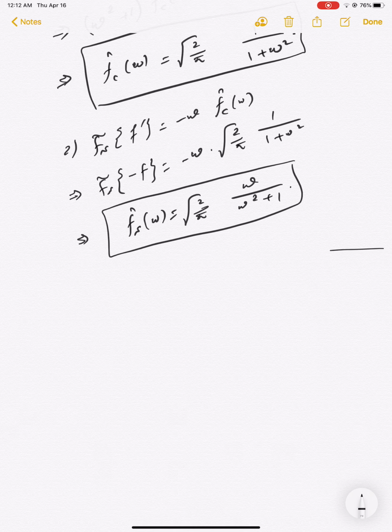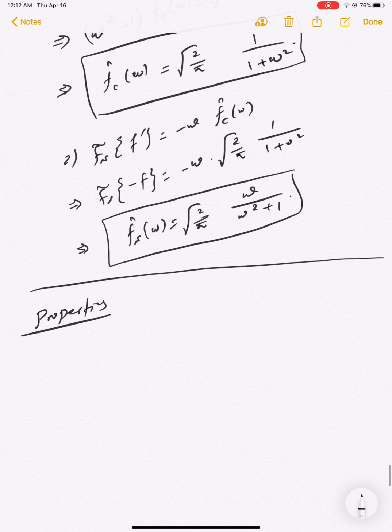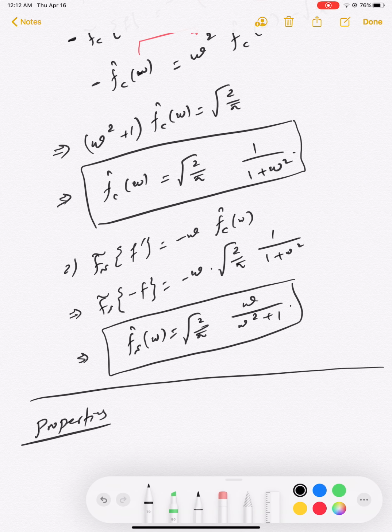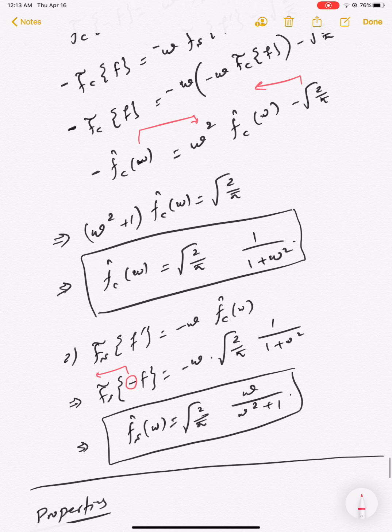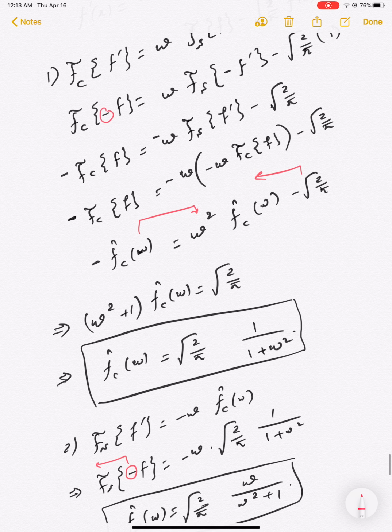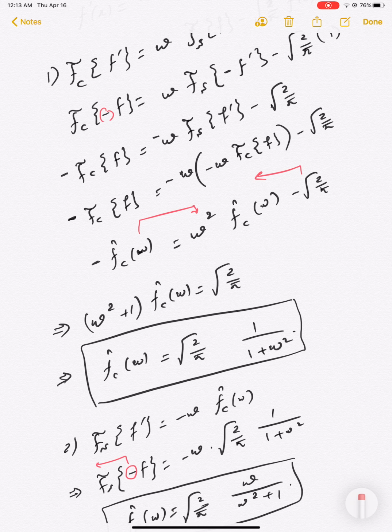Then if we look quickly at very simple properties that I think most of you have already observed, if you look at my computations here, I took this negative out. So this negative, I took it out. This negative here, I took it out. So what justifies this is the following remark.